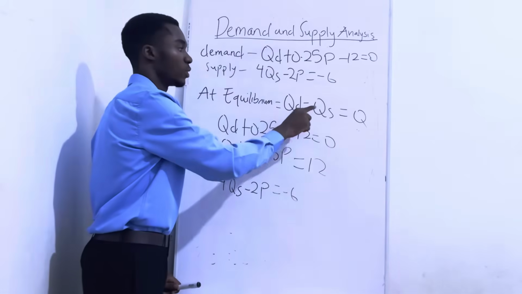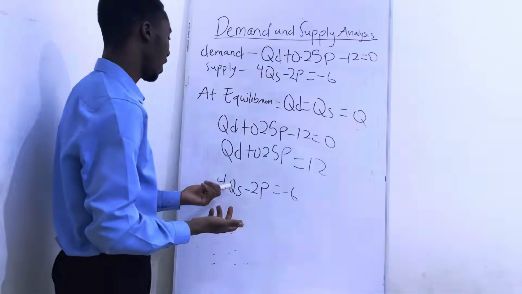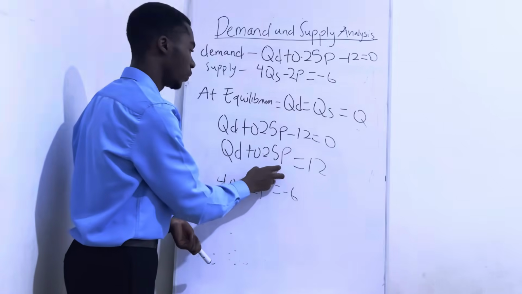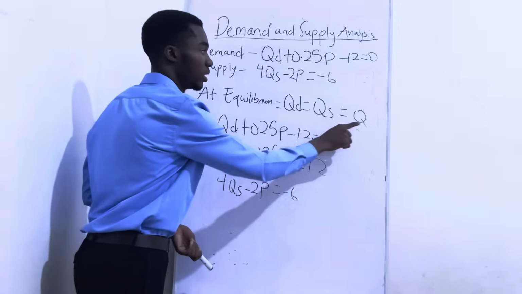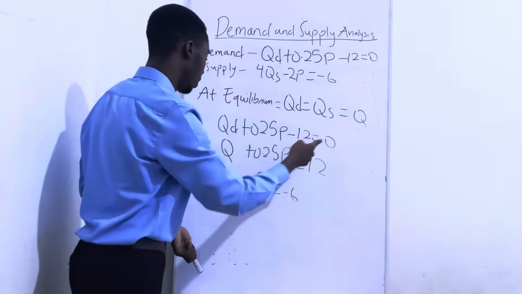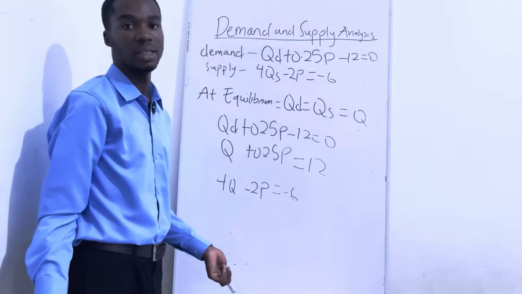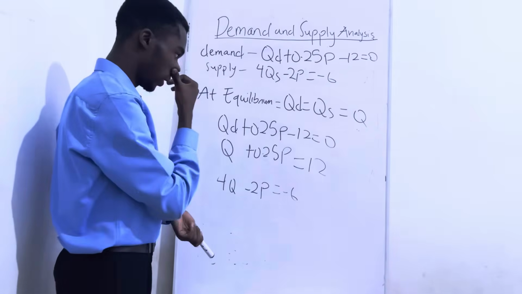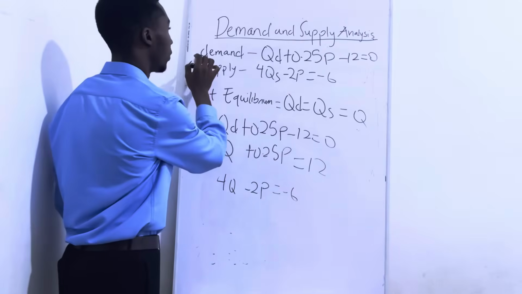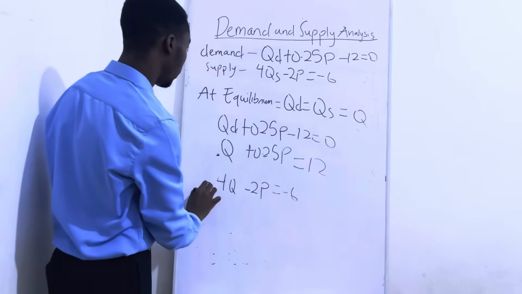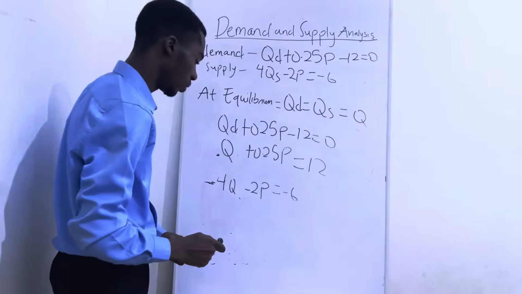Since QD is equal to QS is equal to Q, then what that means is that this and this are the same. So now I can just say Q plus 0.25p is equal to 12. You get it? So I don't need to say QD again because QD is equal to Q. Then QS is also equal to Q. So I can just say 4Q minus 2p is equal to negative 6. You get it? Because they are the same. Then you solve it simultaneously. So this is from this side. Then this 4Q is from this. You get it?